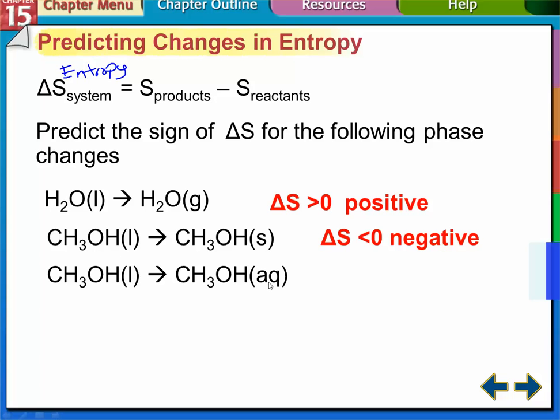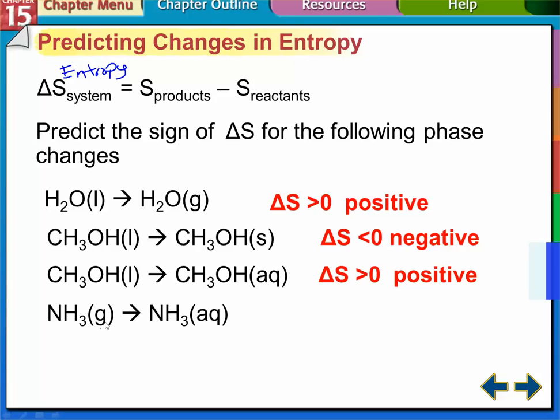If a liquid was dissolved in some kind of solution, that's what AQ means, dissolved in water, then that liquid has more positions than it had before. All the liquid molecules are surrounded by the solvent, so there's more randomness to that liquid than there was before. If a gas is dissolved in water, that's going to have less entropy, right? It's going to be negative because the gas is free to move about and spread far apart, and when dissolved, they are surrounded by the solvent and can't move as freely as they did before.